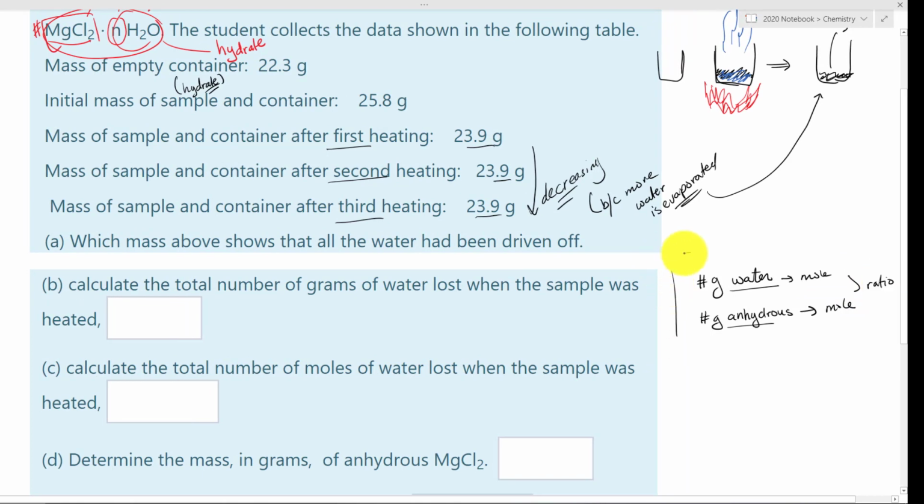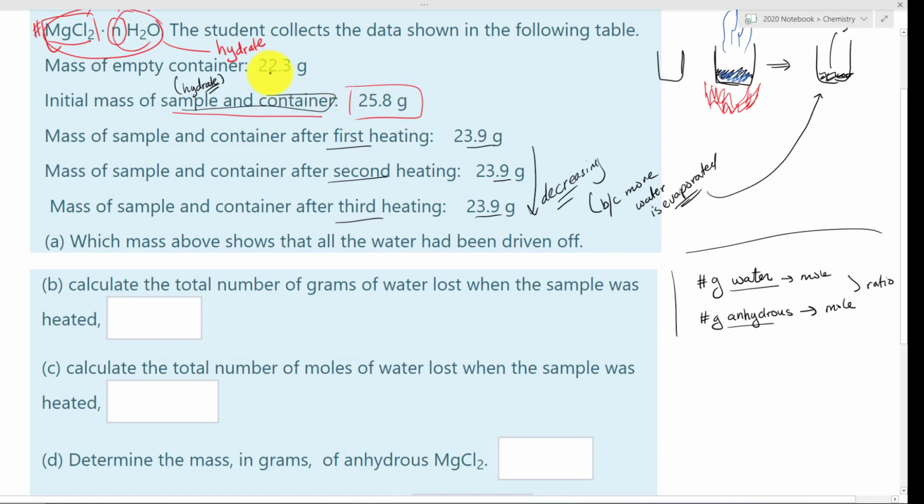As long as you keep this in mind, this is your goal. How can I get the mass of water? How can I get the mass of anhydrous? And that's all the information you need. So we are going to show you step by step how to do it. But first of all, calculate the mass of water lost. To do that, you have to imagine what's happening here. You have a container that contains a sample in it, so we have the sample in the container, that's for sure.